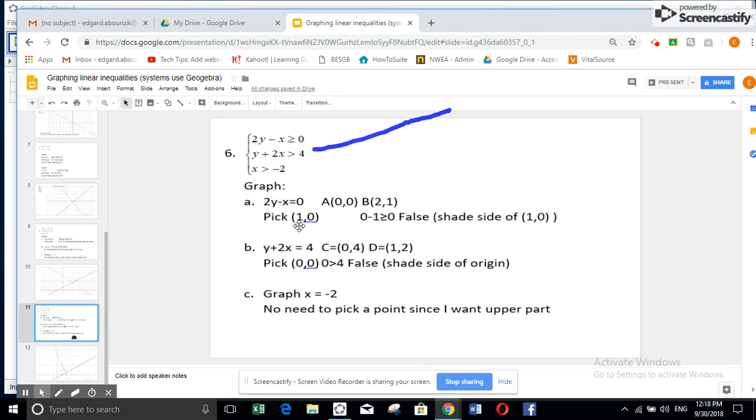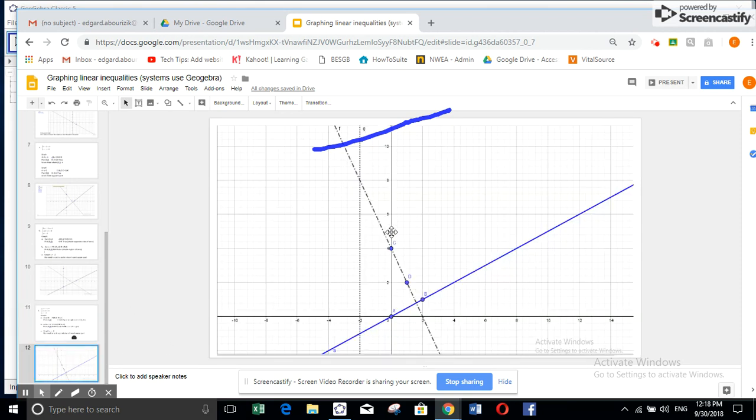So if I take the point 1, 0, if x is 1 and y is 0, you're going to get minus 1 bigger or equal to 0. Minus 1 bigger or equal to 0, so it's false. So I shade where the point 1, 0 is. So this is the graph here. The line is this line where you have AB. The point 1, 0 is here. This line splits the region into 2 parts, above part and below part. So I must shade here because it is unaccepted where I pick the point 1, 0.